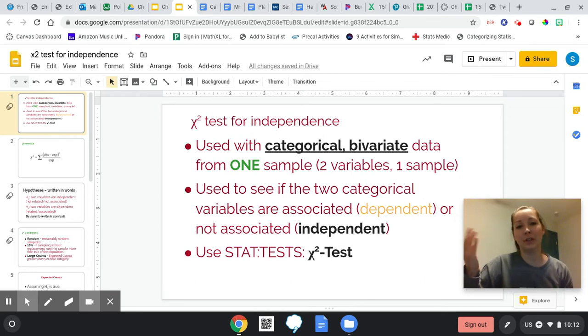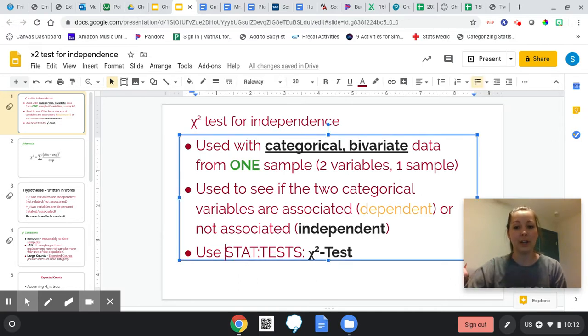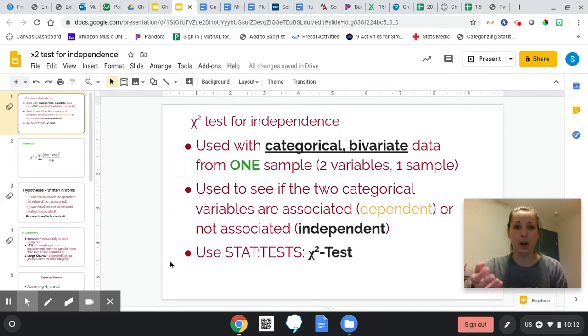And you'll also hear the words dependent or independent. So those all kind of mean generally the same thing. If you are using a TI-84 calculator or one like what we used in class, where you'll find this is in the stat test menu, chi-squared test. But I'm going to show you on Staplet today.